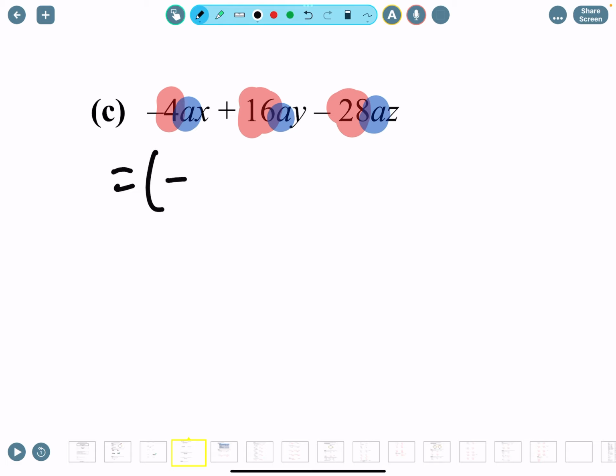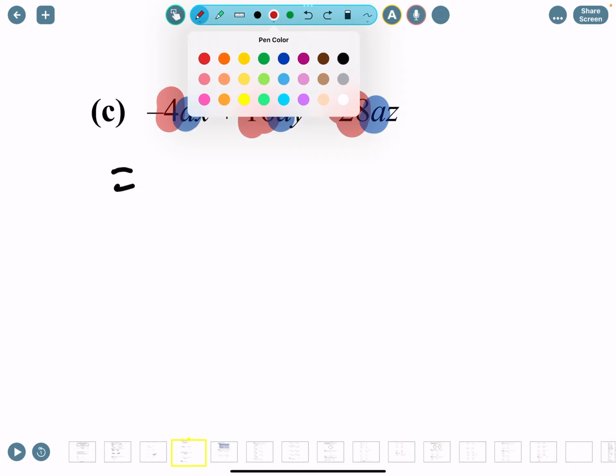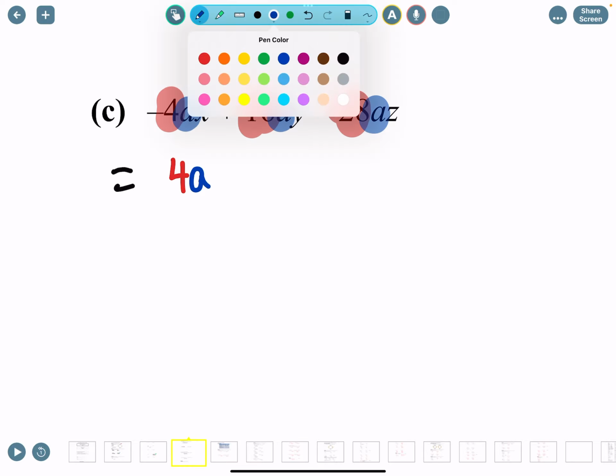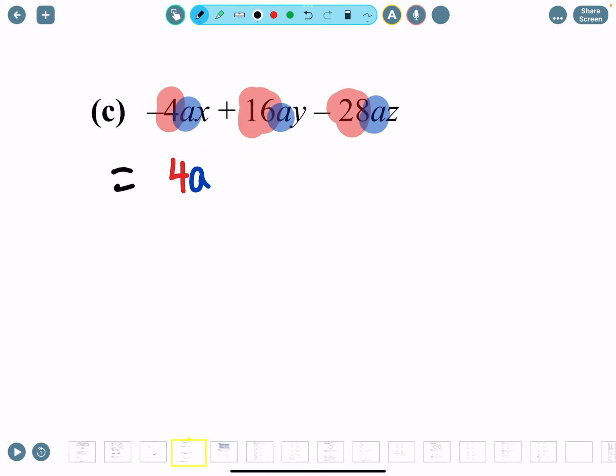So we have negative 4 divided by, I'm factorizing 4, right? So we have to write 4 outside. And then we're factorizing A as well. So I'm going to factorize 4. 4 divided by 4 is 1. A is taken off. And then we have X left.